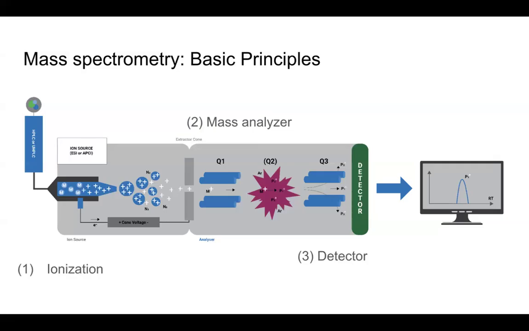slower. But there's also a quadrupole analyzer. This uses oscillating electric fields to filter ions based on their mass to charge ratio. And then there's also an orbit trap analyzer, which follows the principle that ions basically orbit in an electrostatic field. So their frequencies relate to their mass to charge ratio. And this provides so far the highest resolution data.